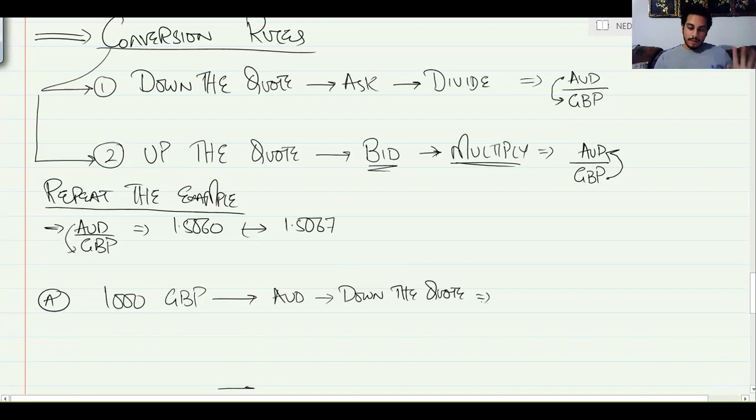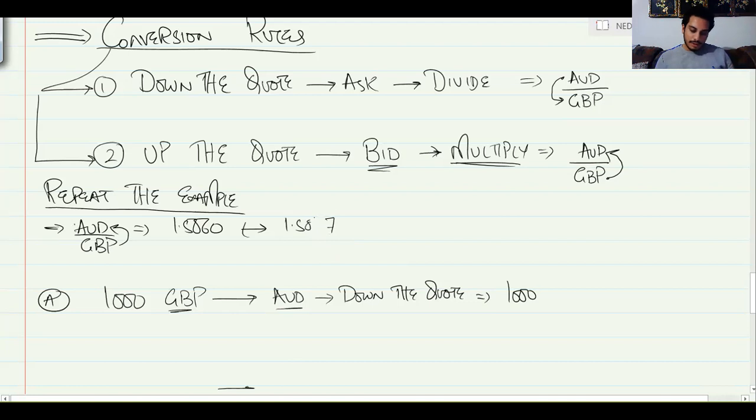So I place 1,000 pounds here. I use the ask code, which is this one, and I divide by 1.5067. Let's see. I made a silly mistake. It happens sometimes. So it's up the code. Sorry, pardon me. I'm moving from pounds to Australian dollars, so I'm going up the code, not down the code. My mistake. Okay.